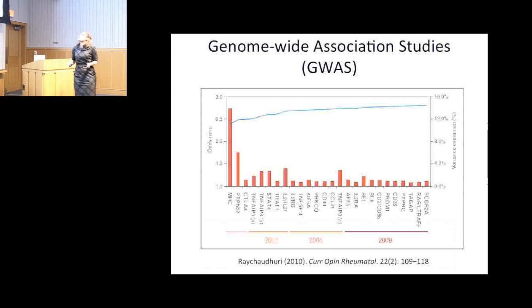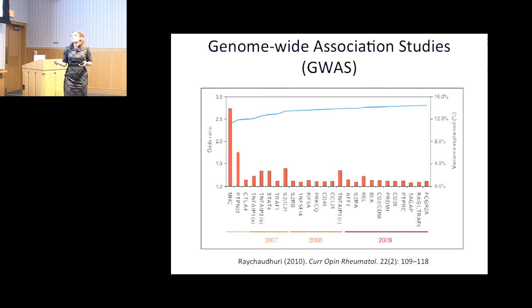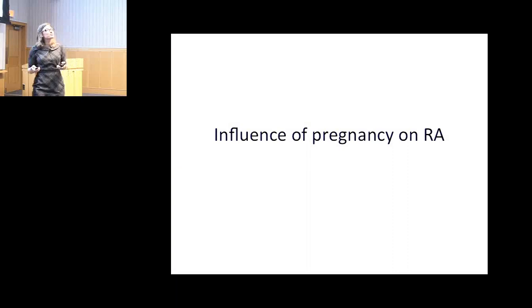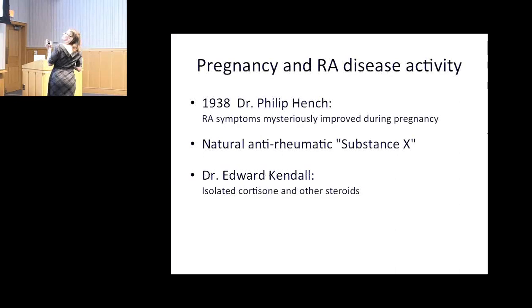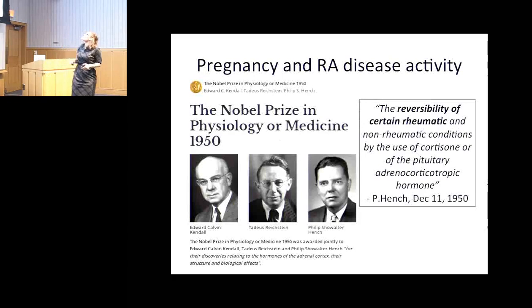So there have been several genome-wide association studies. The first gene identified, MHC, explains about 14-15% of the variants in RA. But here's what's really interesting, the influence of pregnancy on RA. In 1938, Dr. Philip Hench noticed that his patients with RA got better when they were pregnant. He postulated that there was some anti-rheumatic substance X that was changing during pregnancy and making them feel better. Independently, Dr. Edward Kendall isolated cortisone, and together they used it to treat rheumatic diseases. And this worked out pretty well for them. They won the Nobel Prize in 1950 for this. And they said they found the reversibility of certain rheumatic and non-rheumatic conditions.